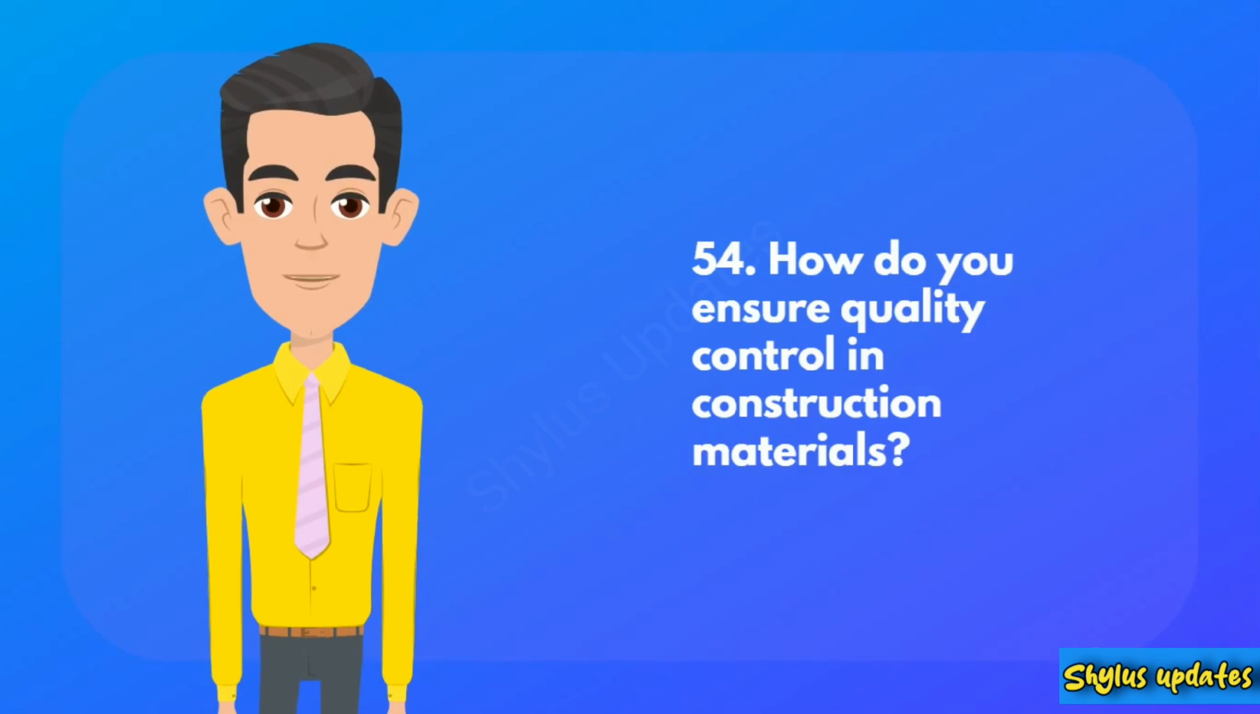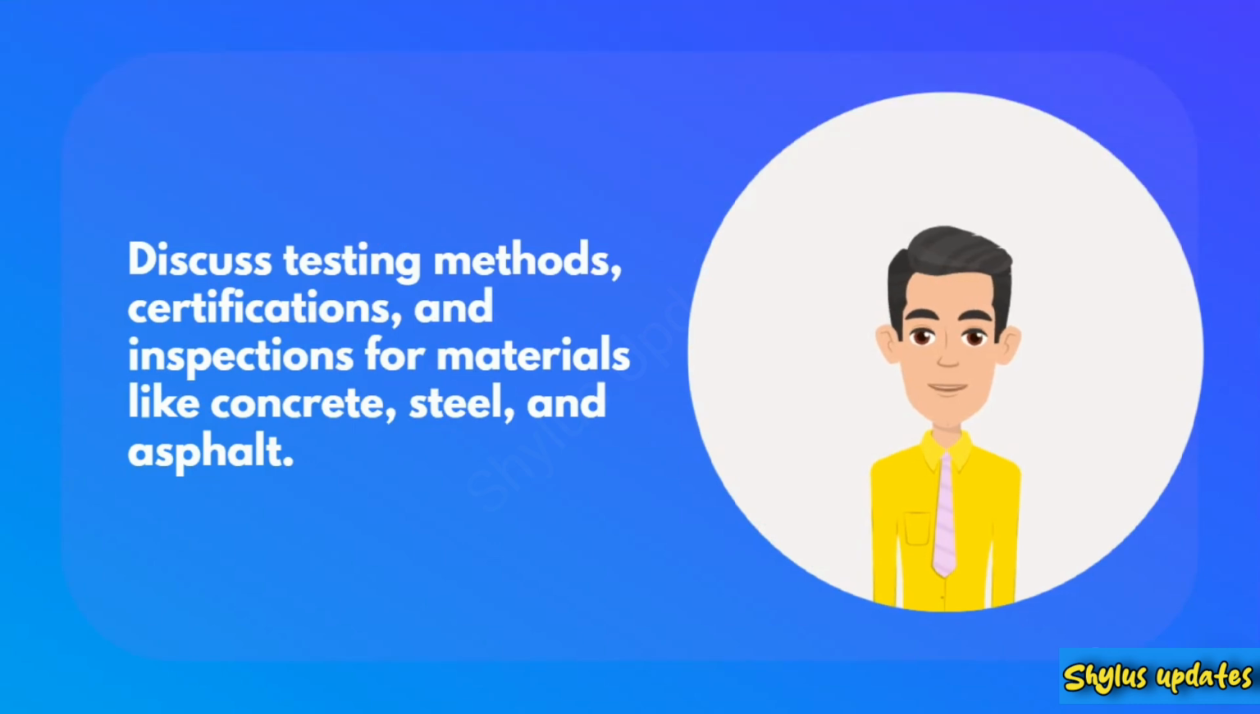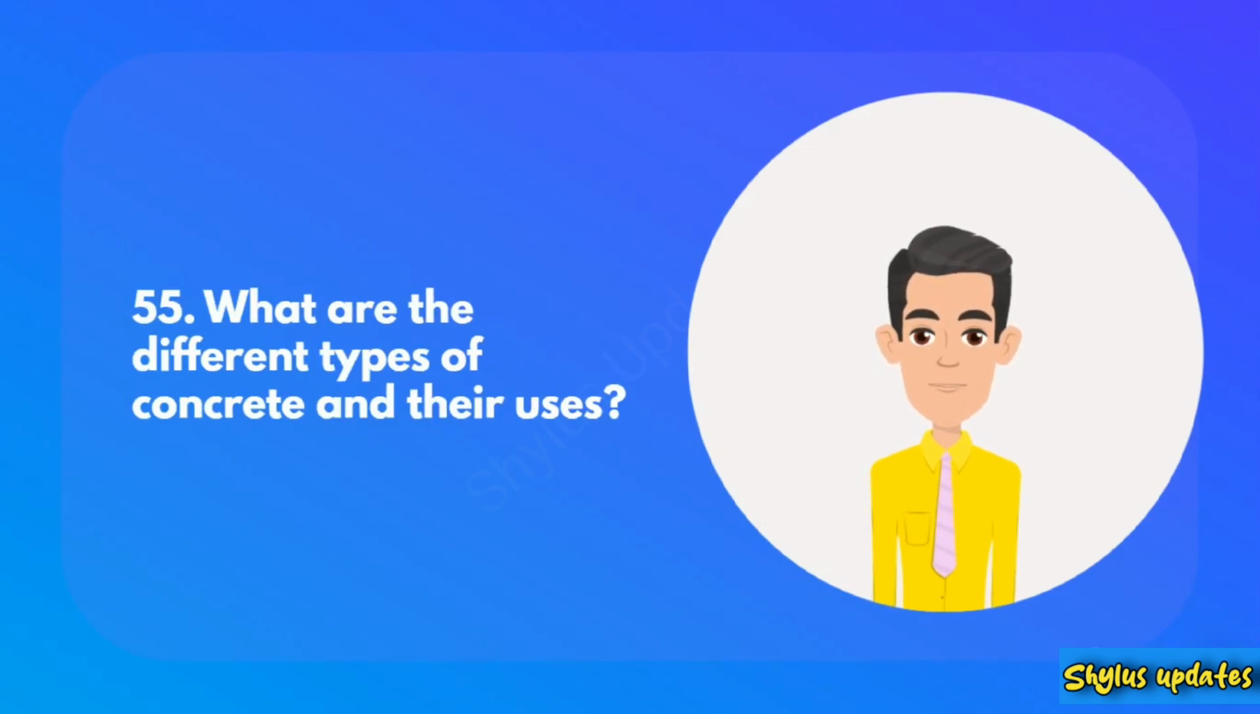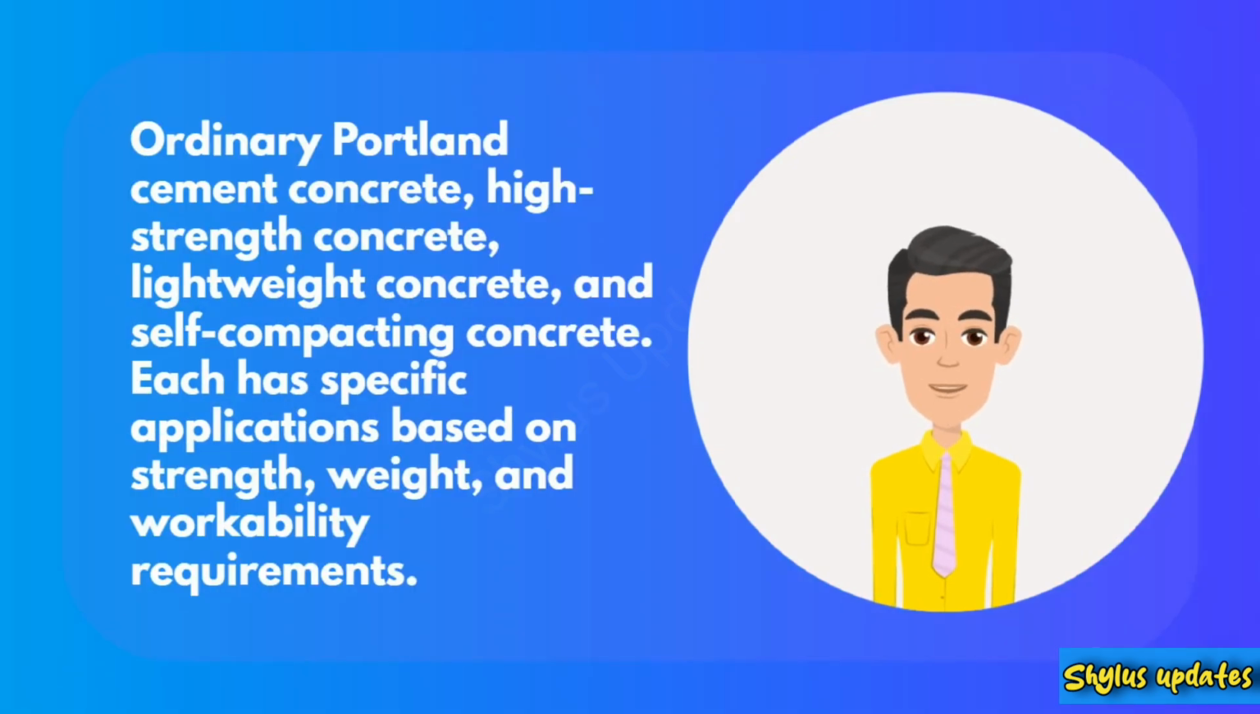54. How do you ensure quality control in construction materials? Discuss testing methods, certifications, and inspections for materials like concrete, steel, and asphalt. 55. What are the different types of concrete and their uses? Ordinary Portland cement concrete, high-strength concrete, lightweight concrete, and self-compacting concrete. Each has specific applications based on strength, weight, and workability requirements.